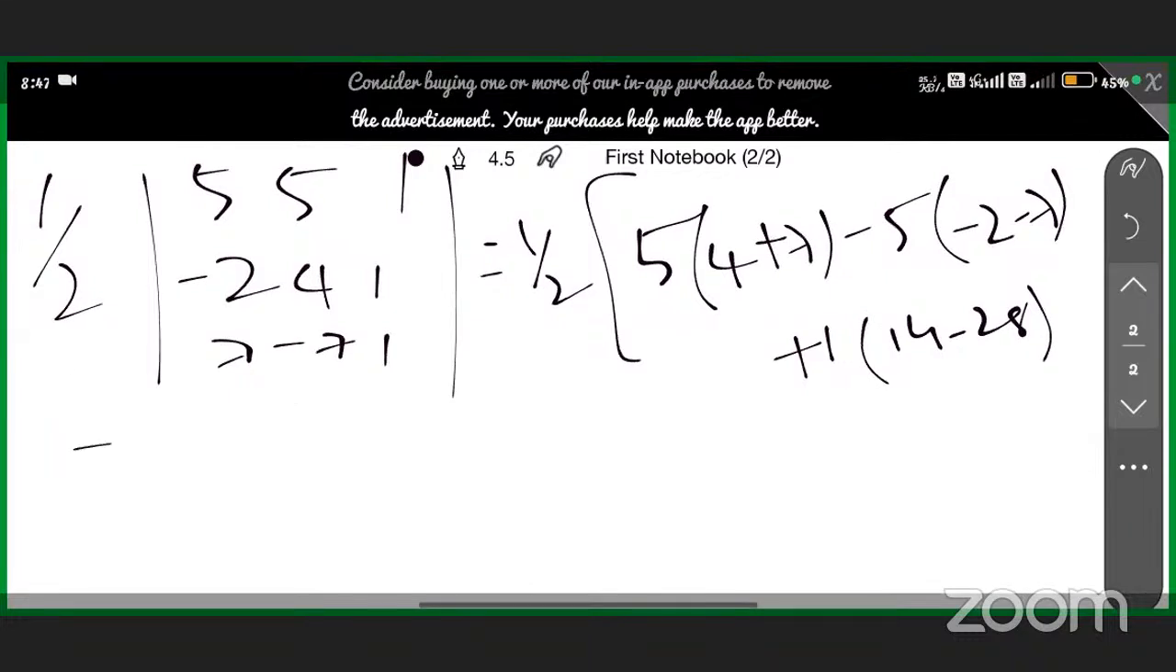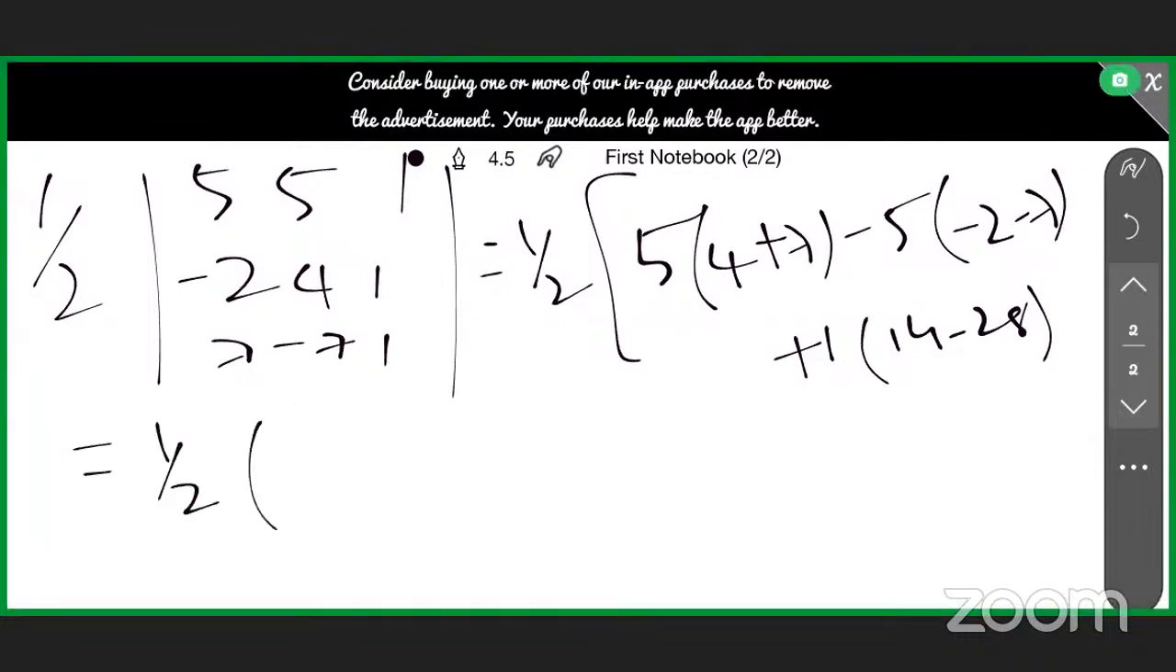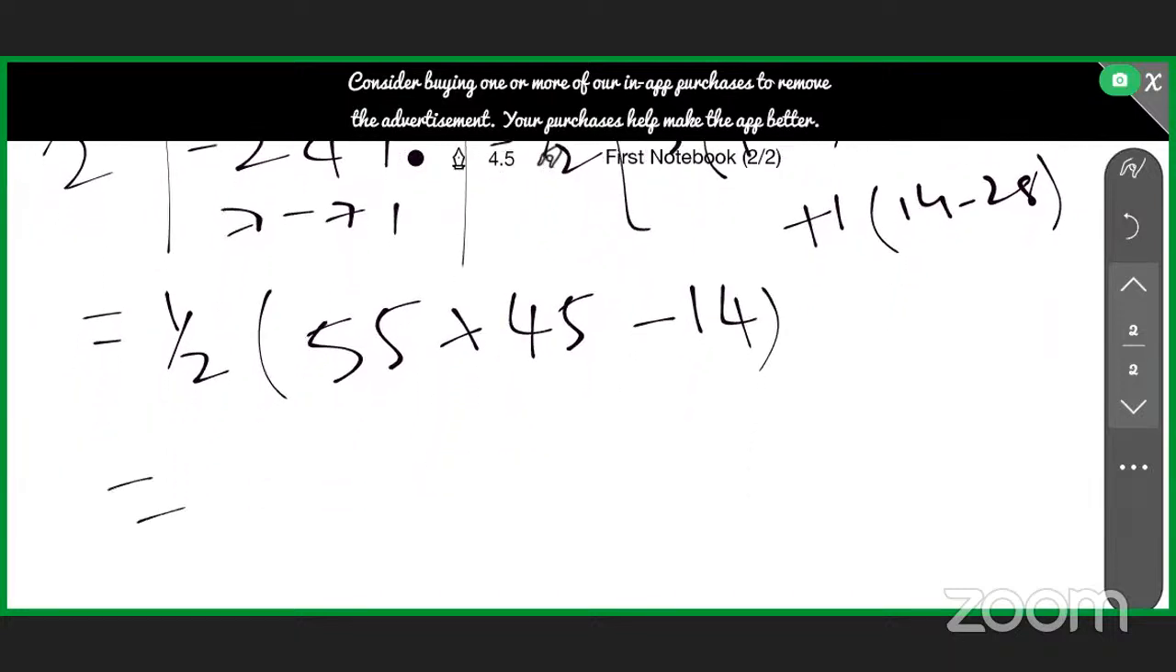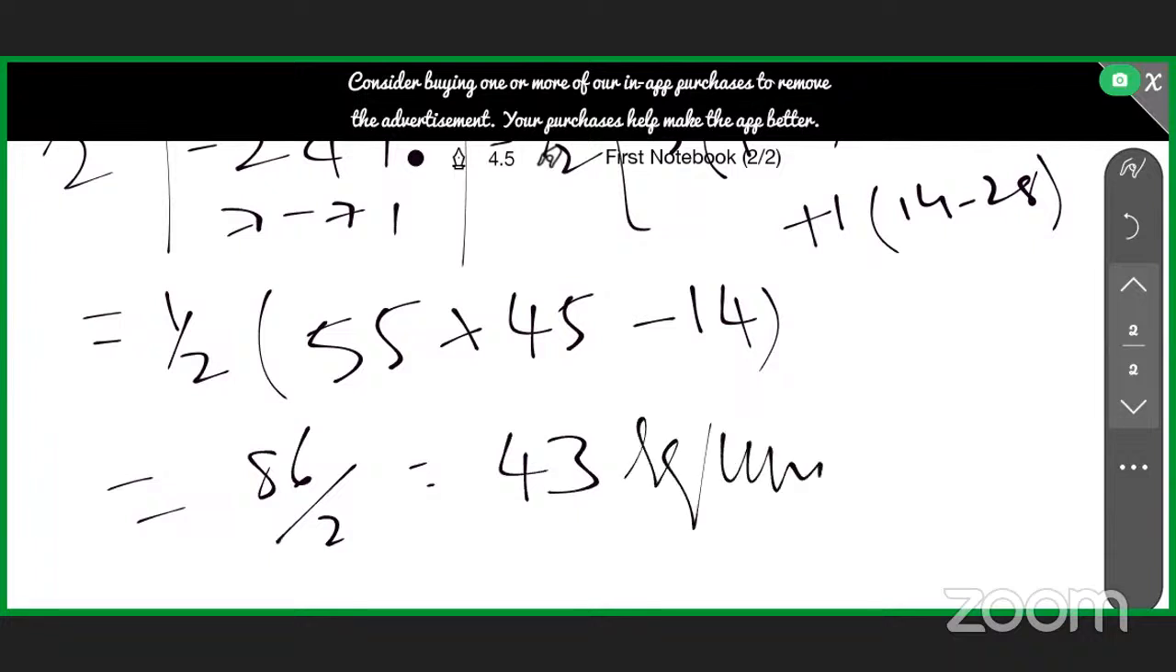This is equal to half into: 4 plus 7 is 11, 11 into 5 is 55, minus 9 minus 1 is plus 45. Then 14 minus 28 is minus 14. So 55 plus 45 is 100, and 100 minus 14 is 86. So 86 by 2 is equal to 43 square units.